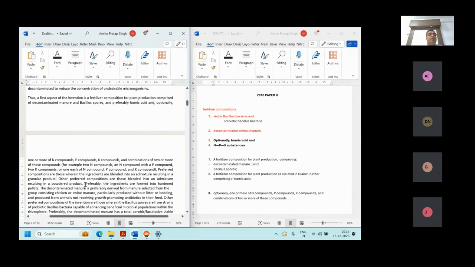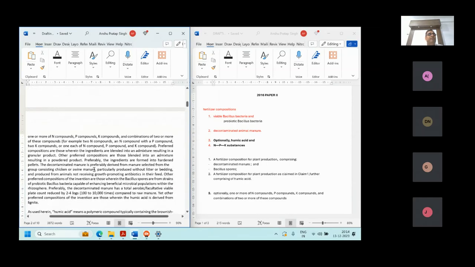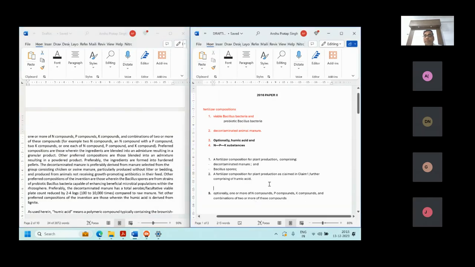Preferably the ingredients are formed into hardened platelets. That decontaminated manure is preferably derived from the manure selected from the group consisting of chicken or swine. Let's see. Okay, this is again a description of how decontaminated manure is being derived.